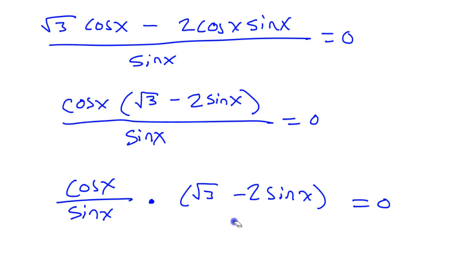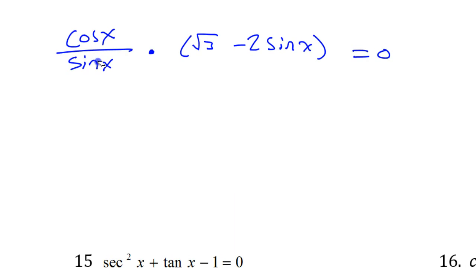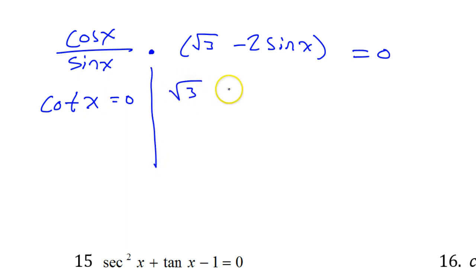But what I can do now is I can use the zero product property. If I have something times something equal to 0, I can set each one equal to 0. Oh, and while I'm at it, this is cotangent. So I could say cotangent x is equal to 0. Alright, I'm setting the left side equal to 0. And I can say radical 3 minus 2 sine x is equal to 0. I can just solve these separately. Let's go ahead and deal with the cotangent first.